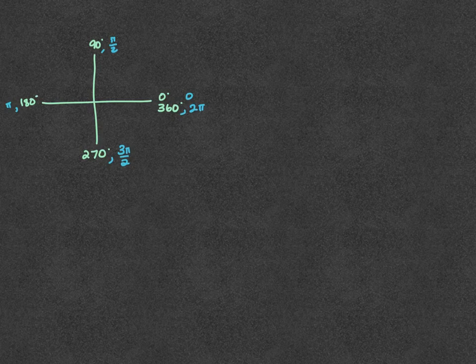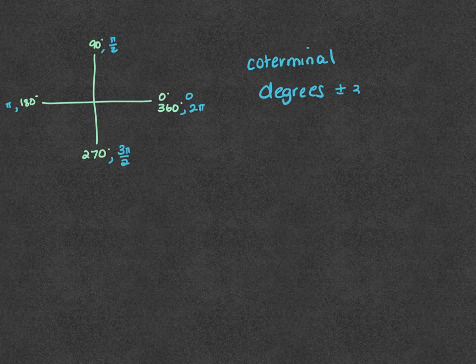So we want to remember those 4 spots for right now. That's the foundation of what we're going to build, which is our unit circle. Then we talked about how to find coterminal angles. If it's in degrees, we add and subtract 360. If it's in radians, we add and subtract 2 pi.